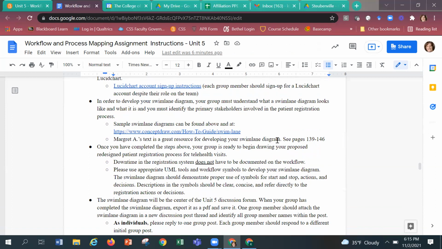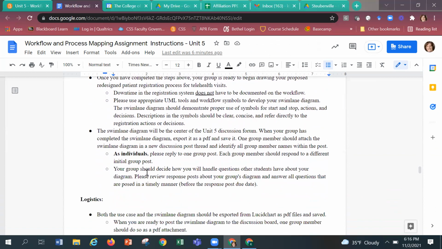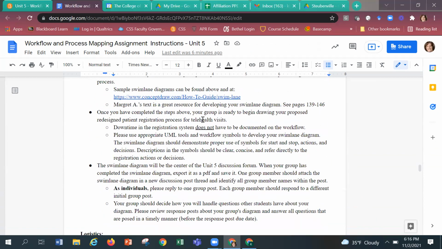In order to develop your swim lane, your group must understand what a swim lane diagram looks like and what it is, and you must identify the primary stakeholders involved in the patient registration process, okay? So that is definitely something that you should discuss as a group, okay? Once you have completed the steps above, your group is ready to begin drawing your proposed redesigned patient registration process for telehealth visits. Downtime in your registration system does not have to be documented in the workflow. Again, please use appropriate UML tools and symbols within your swim lane diagram.